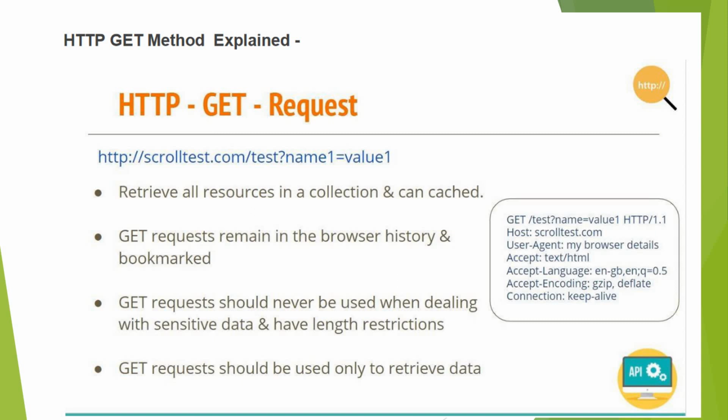Get retrieves all resources in a collection and can be cached. Get requests remain in the browser history and can be bookmarked. Get requests should never be used when dealing with sensitive data, and they have length restrictions. I think you can see this slide here and understand it. Get requests should be used only to retrieve data.